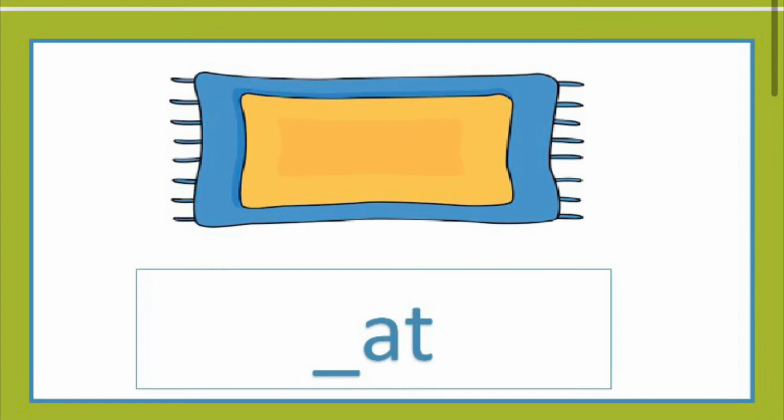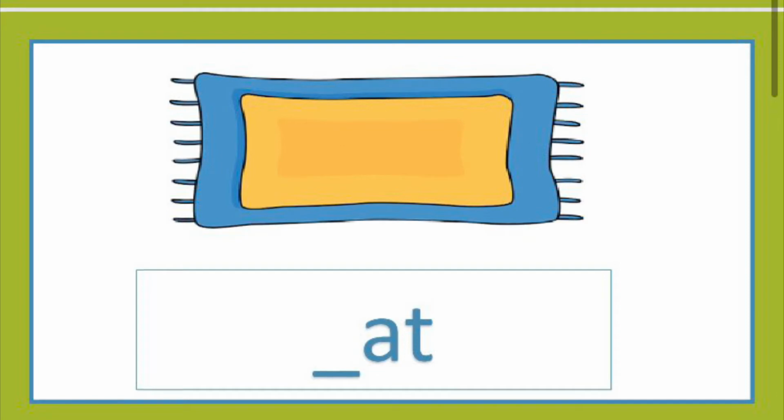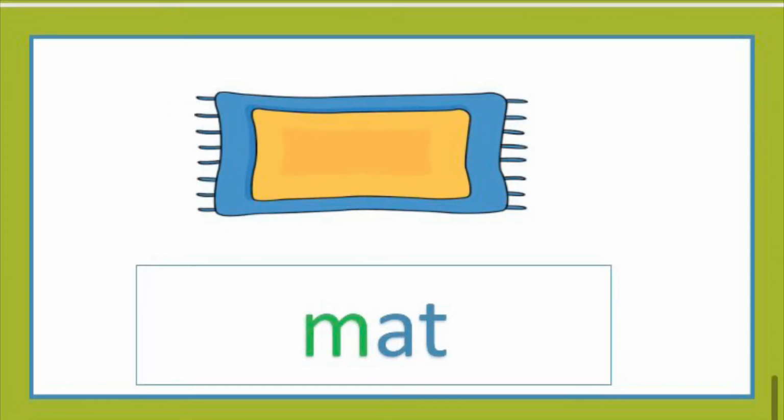Here goes a mat. Yes, a mat. Wow, a beautiful and colorful mat. It's yellow and blue. Mat. I wonder, what letter is missing? What letter can I put with at to get the word mat? I know you are thinking, what sound says mmm? Yes, letter M says mmm. And when we put the sound with at, we definitely get mat. M-A-T is mat. Fantastic.